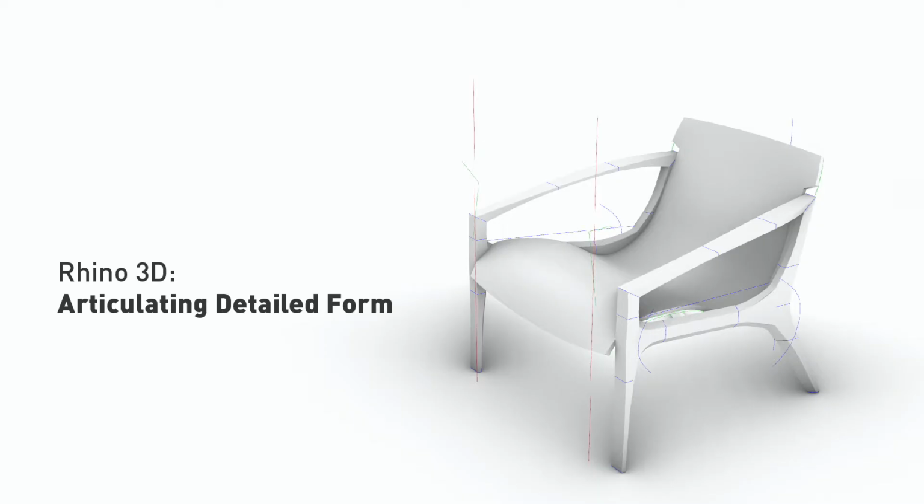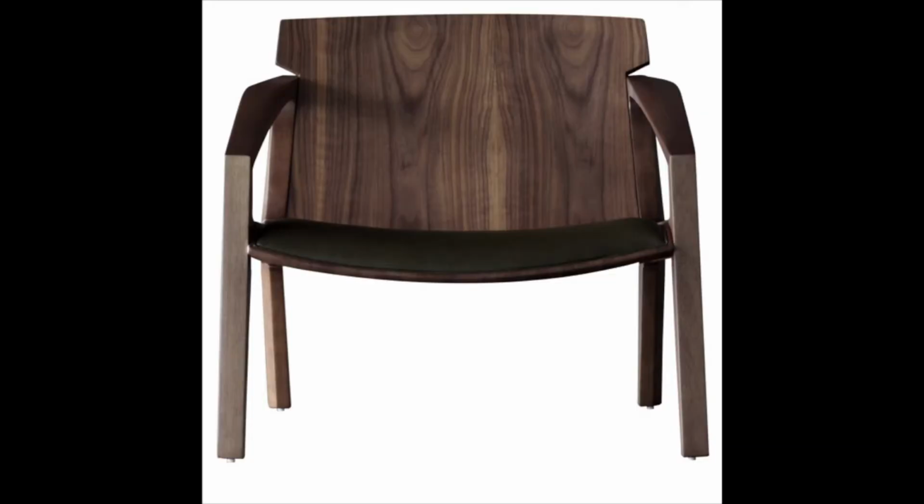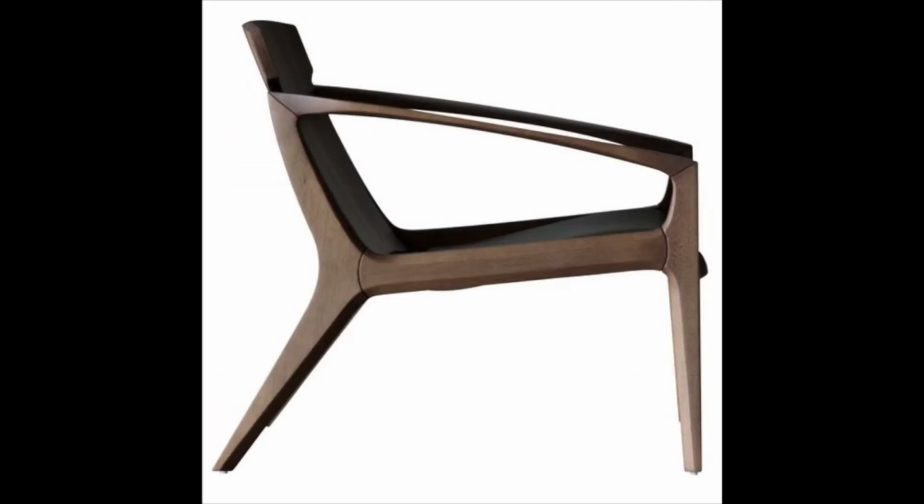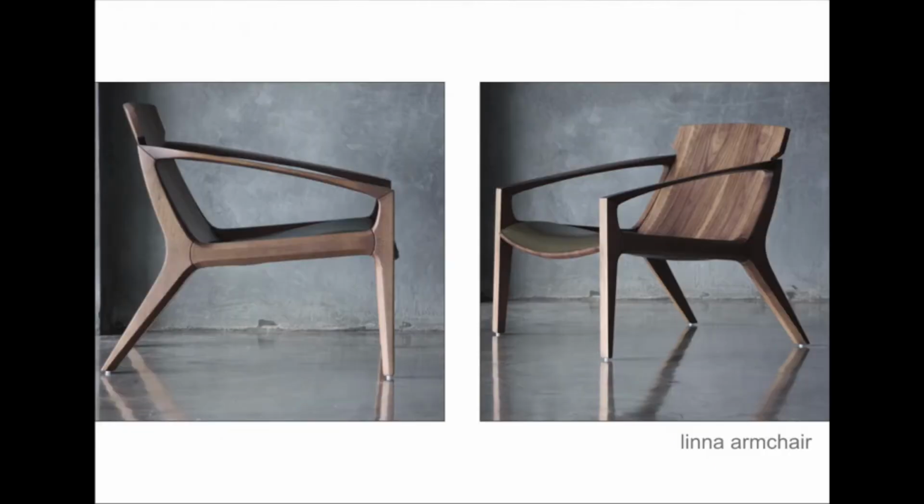In today's tutorial, we are going to learn how to create a chair with an articulated form. In Rhino's loft command with record history, we can build forms in a very precise and detailed way. We will be using an example of the Linna chair, which is a chair made out of wood with beautiful form and detail. You can download the support files from the description section.